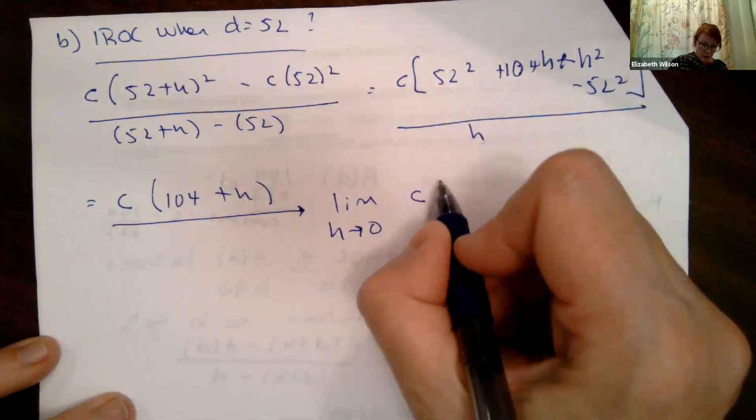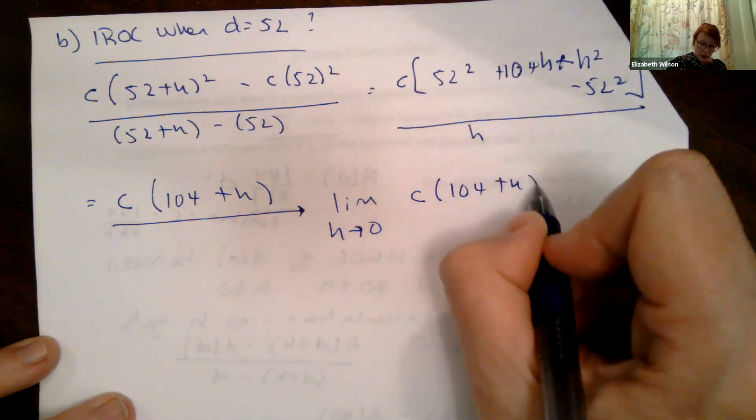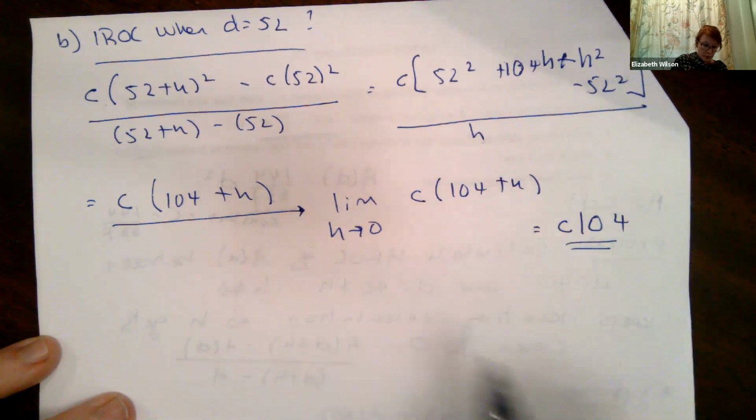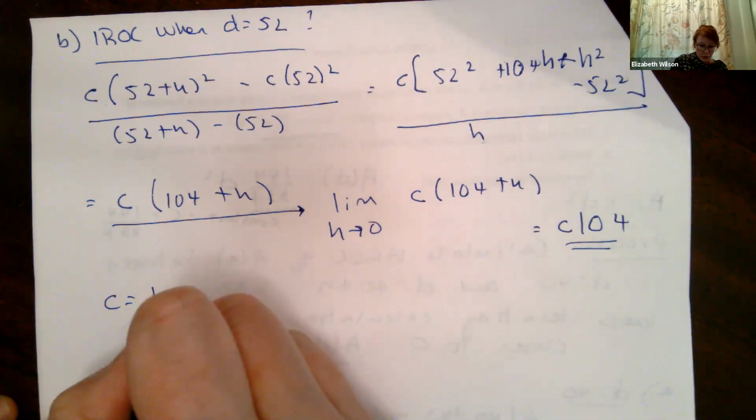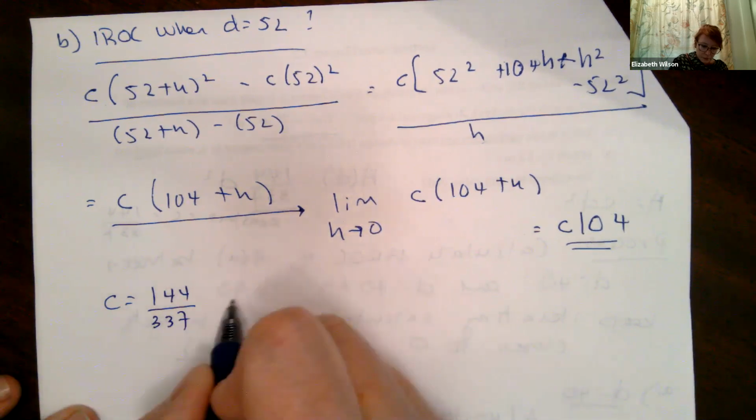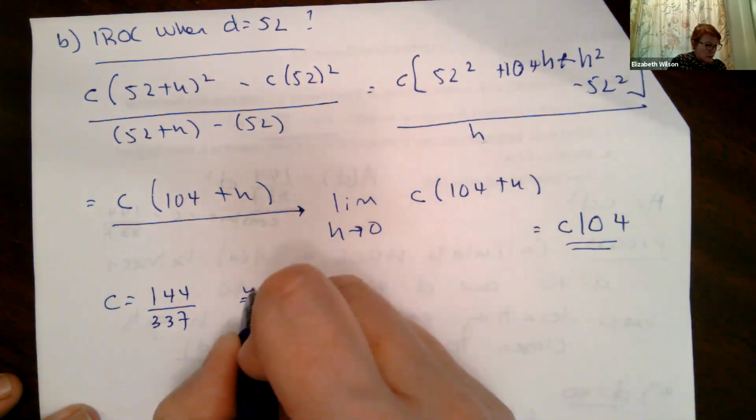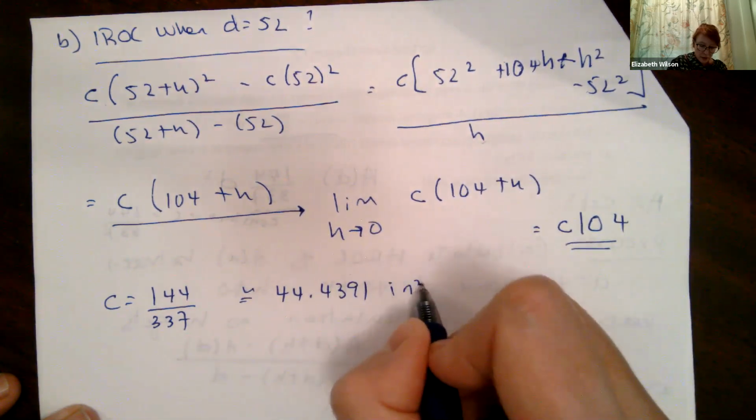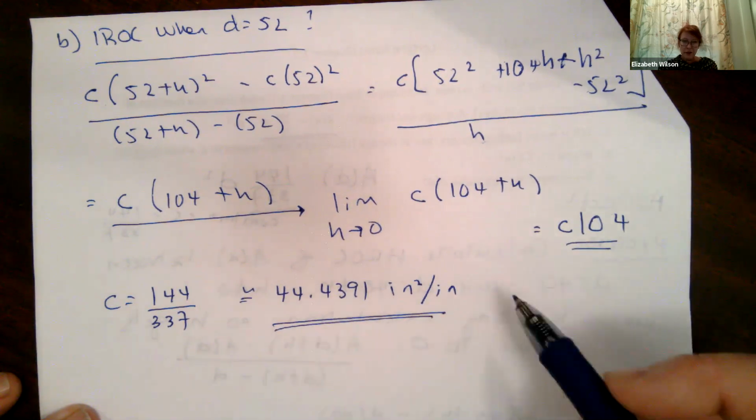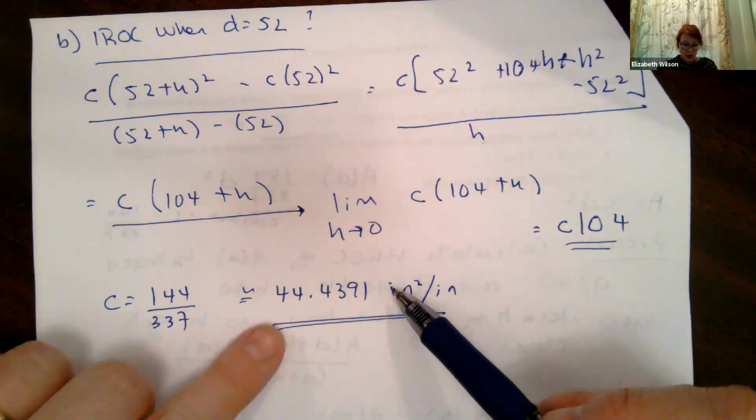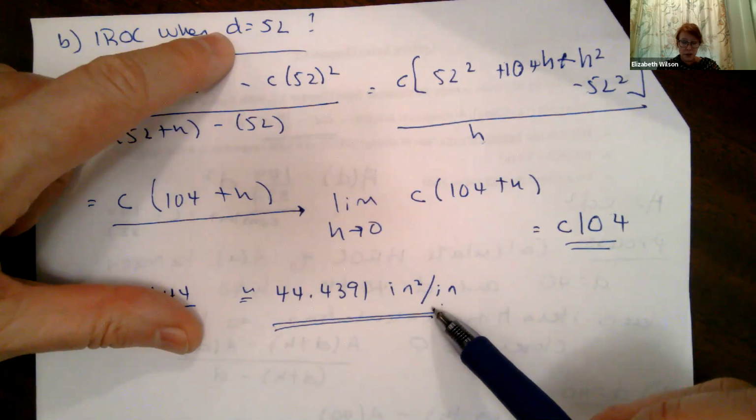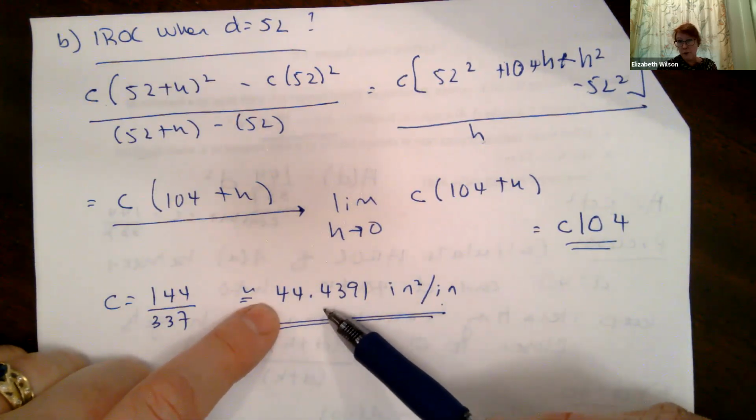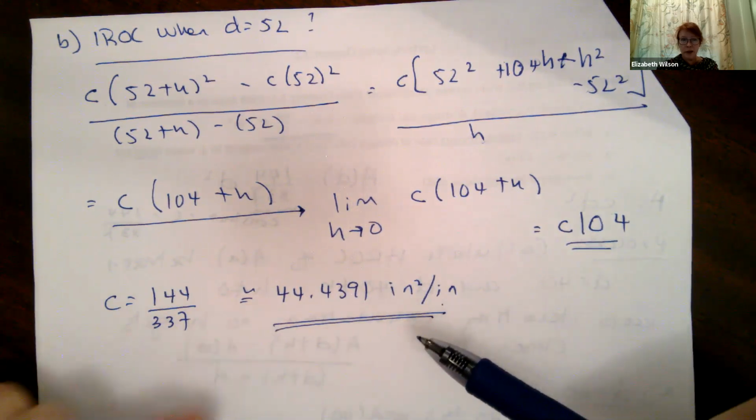It's going to be C times (104 plus H), and that's going to be equal to C times 104. I can plug in, remember C is equal to 144 over 337. So our answer is approximately 44.4391. This is an instantaneous rate of change. The area is changing: when the diameter is equal to 52 inches, our area is changing at a rate of 44.44 inches squared per inch.